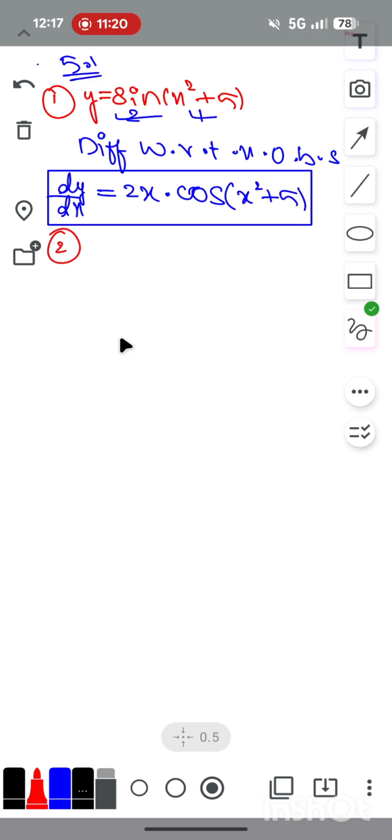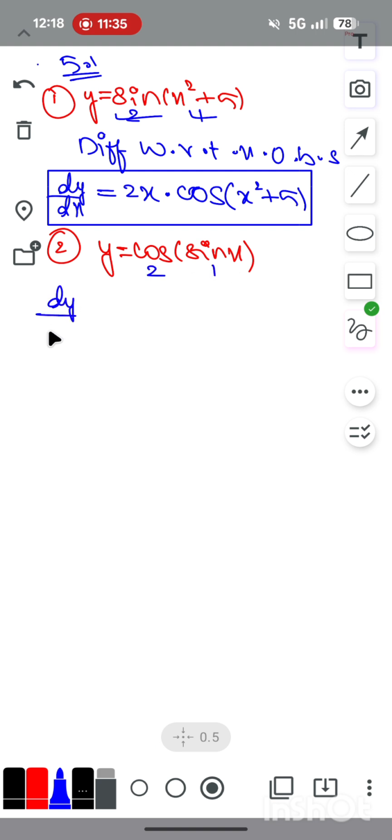Let us see what is given. Y is equal to cos of sin x is given. Now let us find the solution of this. Same procedure. Inner function is first one, outer function is second function. When I differentiate the given function with respect to x on both the sides, we get dy by dx is equal to differentiation of first function. What is the first function? Sin x. What is differentiation of sin x? Differentiation of sin x is cos x.